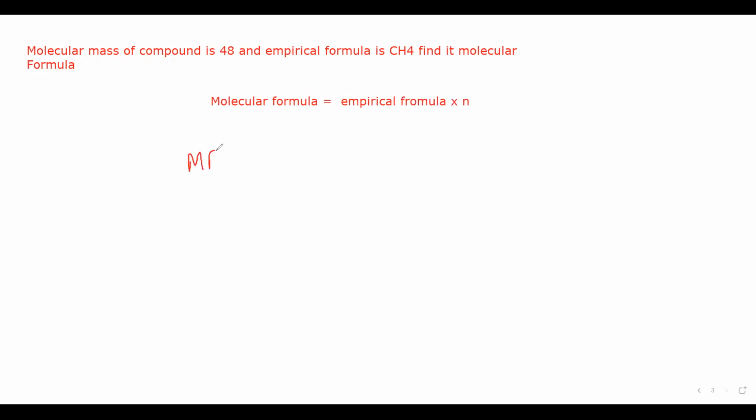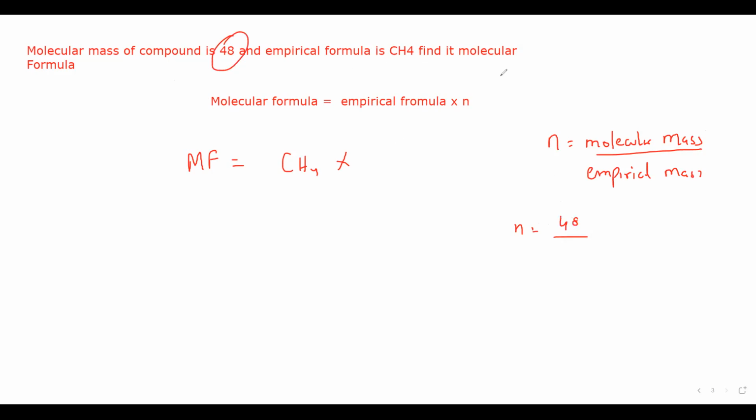So molecular formula is equal to empirical formula CH4 multiplied by n. What is the value of n here? How to get the value of n? n is molecular mass divided by empirical mass. So molecular mass, that's 48. But what about empirical mass that you can get from empirical formula?